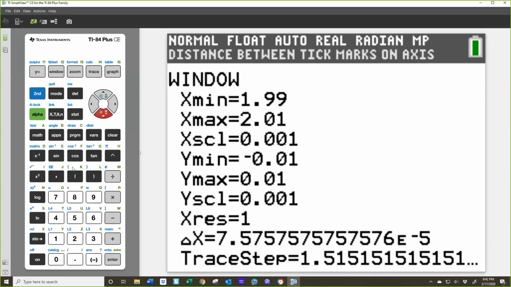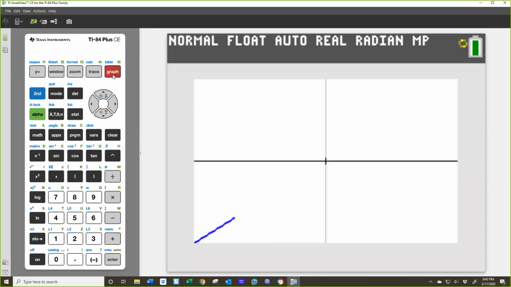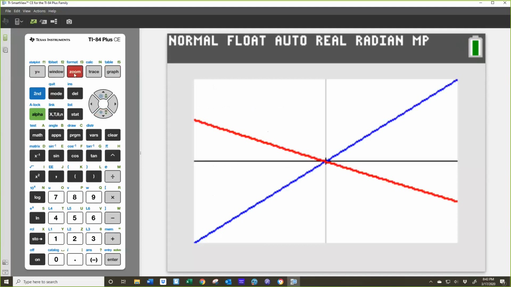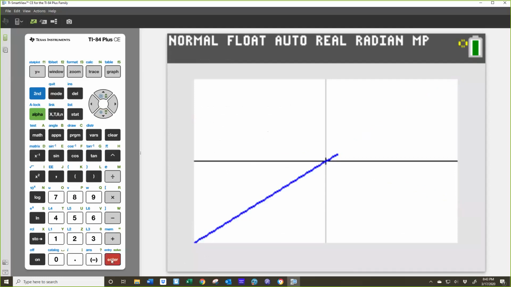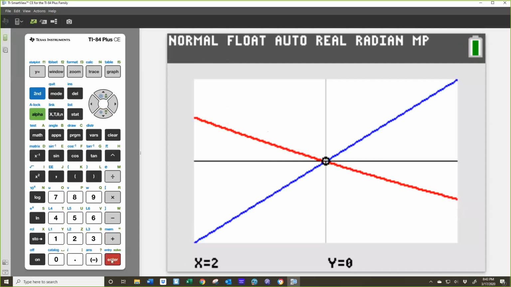So I'm going to change my X scale to 1 and my Y scale to 1, and we're going to look at the graph now. So I kind of lose that grid background at this point. And I am going to zoom out, and the nice thing is that my zoom out cursor is centered at the intersection point, which you can actually see on the lower part of the screen is 2, 0. So let's zoom out here. It takes a few minutes for the TI-84 to redraw these graphs. They almost look linear, but maybe not quite.